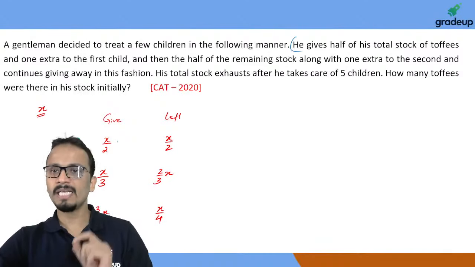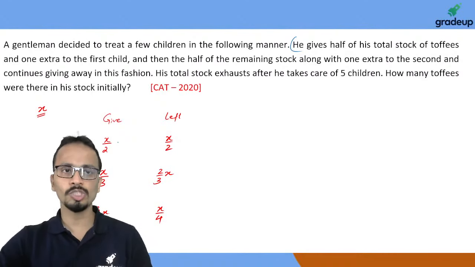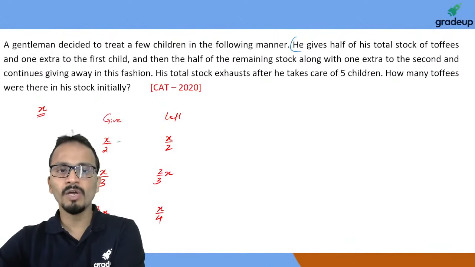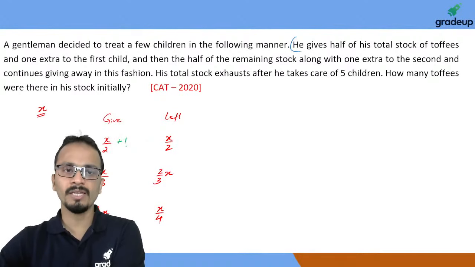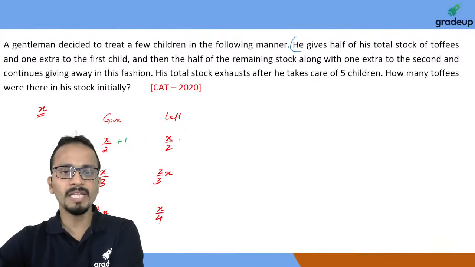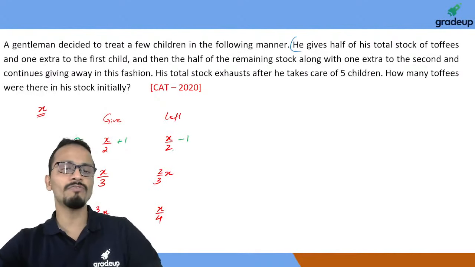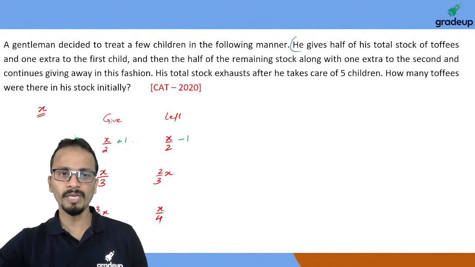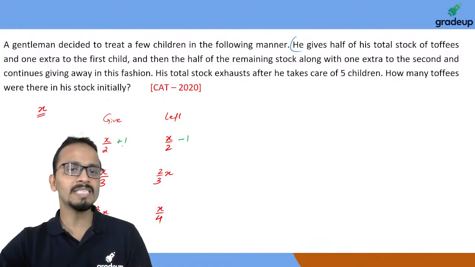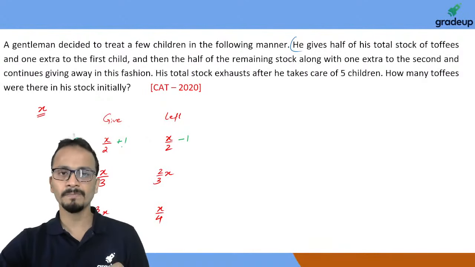The question says that he gives half of his total stock and one extra toffee. So if he gives one toffee more than half of his original stock, then he will be left with one toffee less than half of his original stock. If he increases the number of toffees that he's giving by 1, the number of toffees left will decrease by 1.